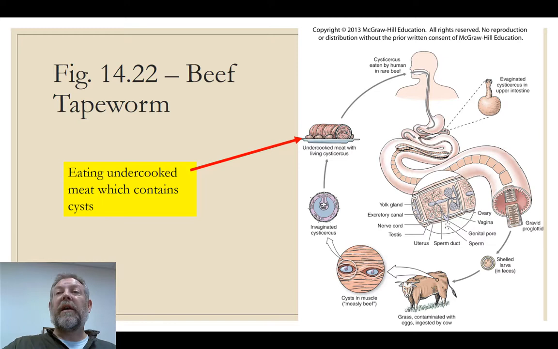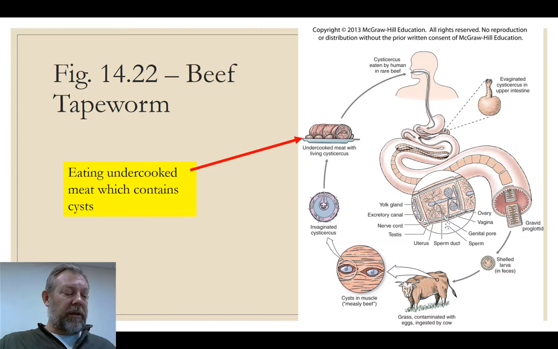and they're shed in the feces. Then if you use human waste to, say, fertilize a pasture, a cow might ingest some of those cysts or larvae, and those are going to form cysts in the meat. And then if you don't cook the meat thoroughly and kill those cysts, that's how you can get those live cysts, which are then going to migrate to the intestine and complete the life cycle.